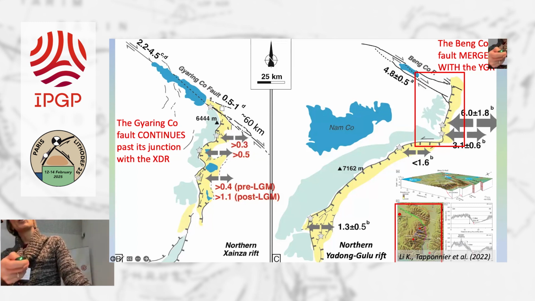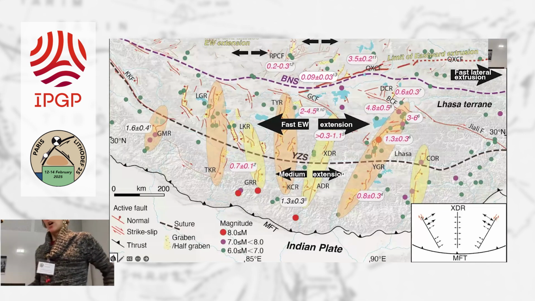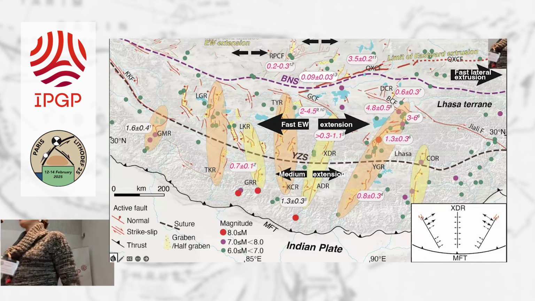And also what I briefly mentioned earlier, the rates appear to be lower pre-LGM and faster post-LGM. So maybe we need to look into that, into a temporal rate variation. But in any case, the fact that we previously assumed a 1.3 millimeters per year rate on average might not be correct. Maybe only the major rifts, like the Yadong-Gulu rift, maybe the Tonga-Yimso rift, or the Lupongongri, move faster, they absorb more extension, compared to maybe smaller rifts. That needs to be resolved, because there are not many late Quaternary data.